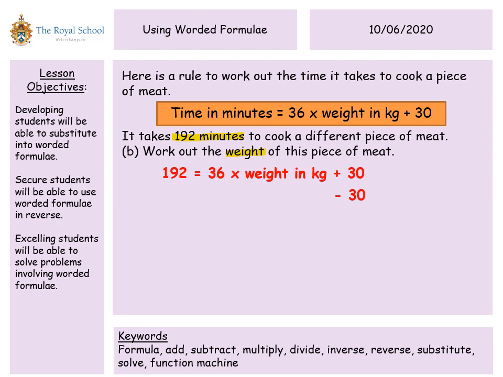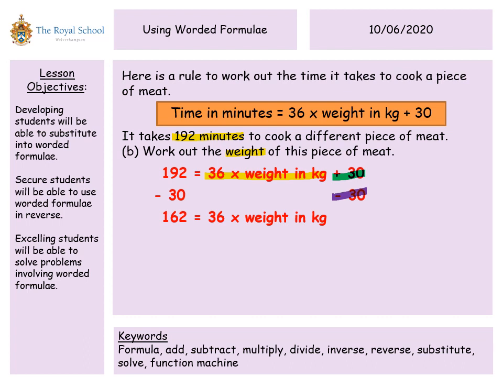Now, if you think about BIDMAS, we did our multiplication first, and then lastly did our addition. So when we're trying to reverse this and get the weight on its own, we now need to do the opposite of those. So the opposite of adding 30, as you can see on the slide here, is taking away 30. I'm going to take away 30 from both sides of this formula. So it's going to leave us with 162 is 36 times the weight in kilograms.